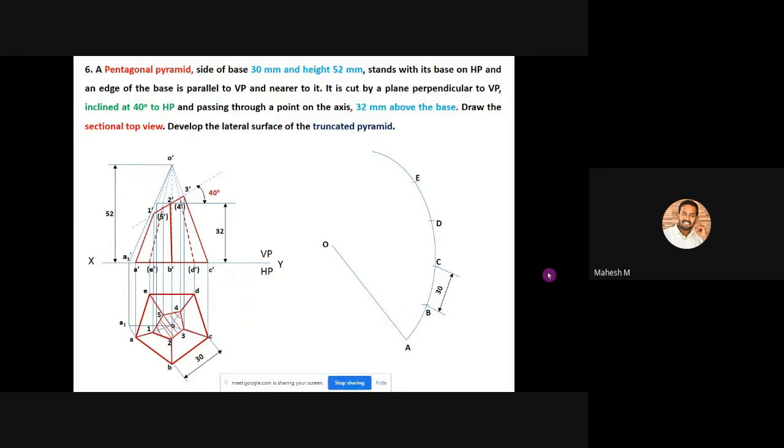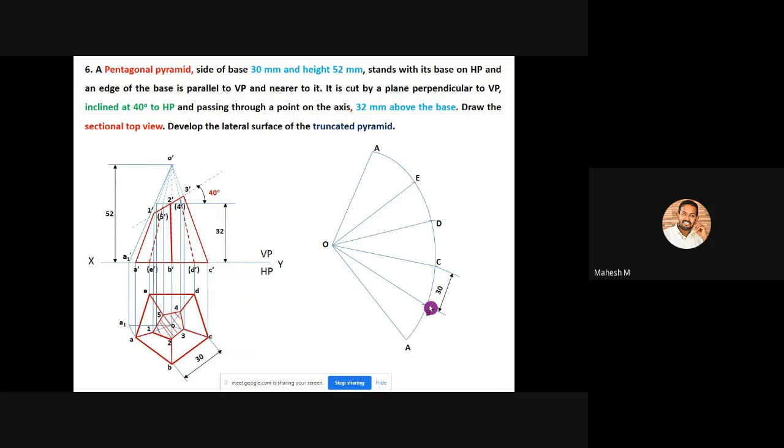So you'll be having 5 corners: A, B, C, D, E. The final point is A, because the starting point and ending point should be the same. So the final point notation is A. Now you got 5 corners: B, C, D, E, A. You can join these corners with your apex point. You can join all the corners with your apex.